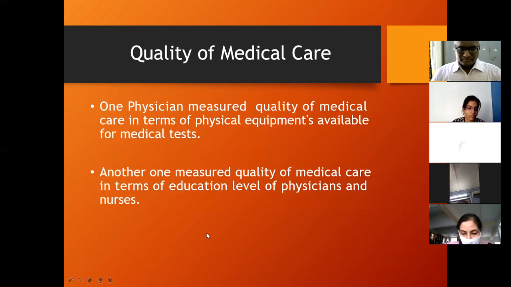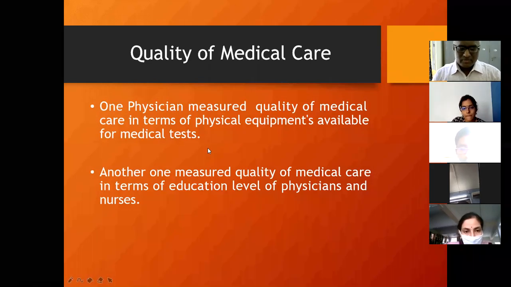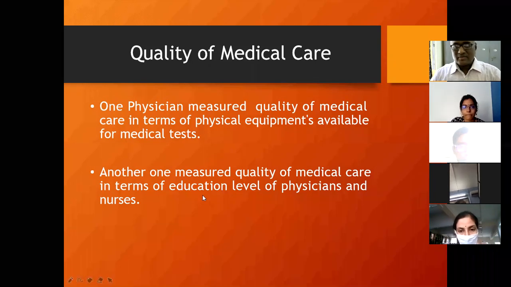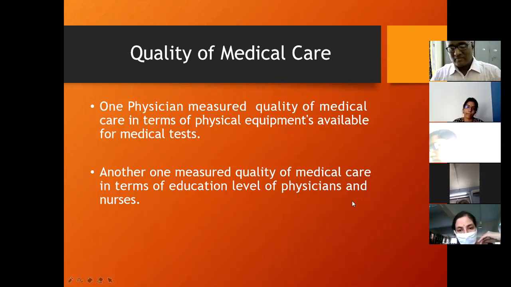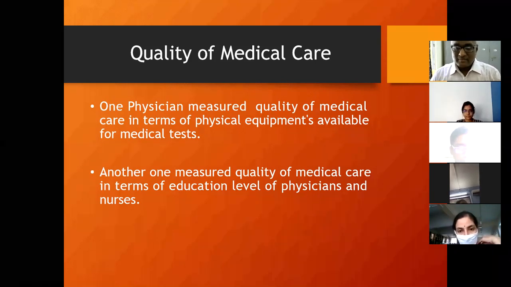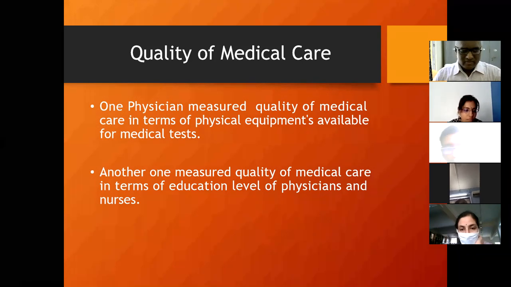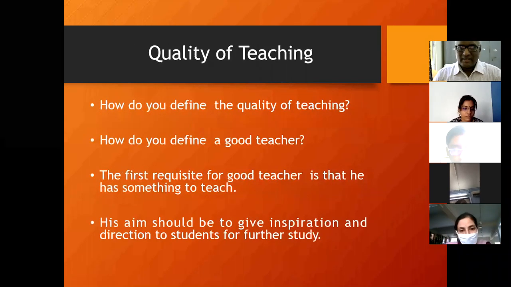For example, one physician measured the quality of medical care in terms of physical equipment available for medical tests. Some hospitals boast of some sophisticated equipment. Suppose you have equipment, it doesn't guarantee that the quality of medical care is good. Another one measured the quality of medical care in terms of education level of the physicians and nurses. If the physicians have more degrees, it doesn't mean that the quality is good. It means quality of medical care can be measured in qualitative variables and quantitative variables. Which variable are you using to measure the quality of medical care?